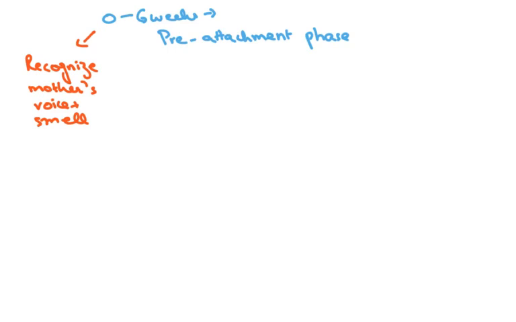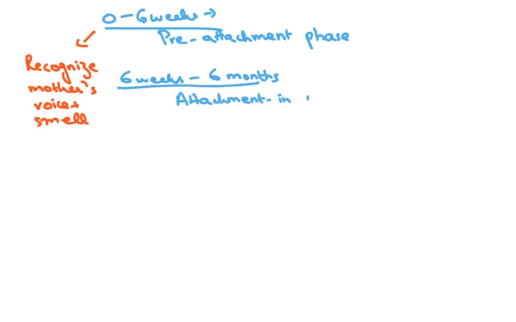After 6 weeks, when we look at the next stage, around 6 weeks to around 6 to 8 months, the next phase is called the attachment-in-the-making phase. Now, what does this mean? This basically means that a child vocalizes much more when the mother is around, right? So the child babbles more, so vocalizations increase with the mother's presence.